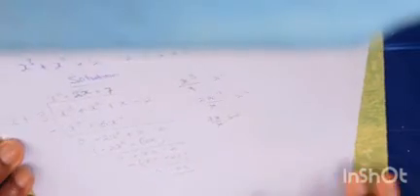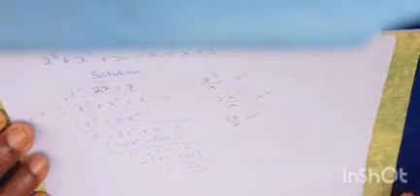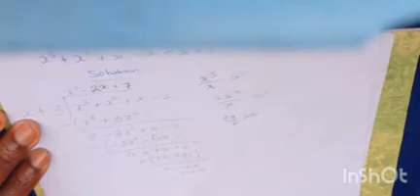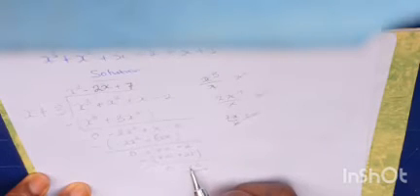So that simply means that when x cubed plus x squared plus x minus 2 is divided by x plus 3, we are going to have a remainder of minus 23.